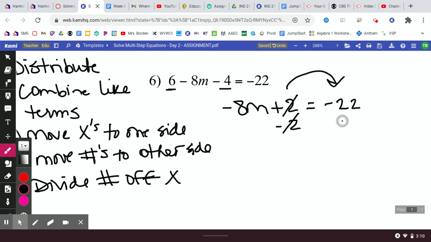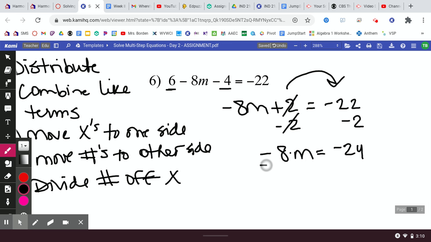But whatever I do to one side, I do to both. So I have to -2 on that side of the equal sign. That leaves me with -8m equals -22, and -2 is -24. And then that last step is, if necessary, to divide the number off of the m, which there is a -8 attached to the m.